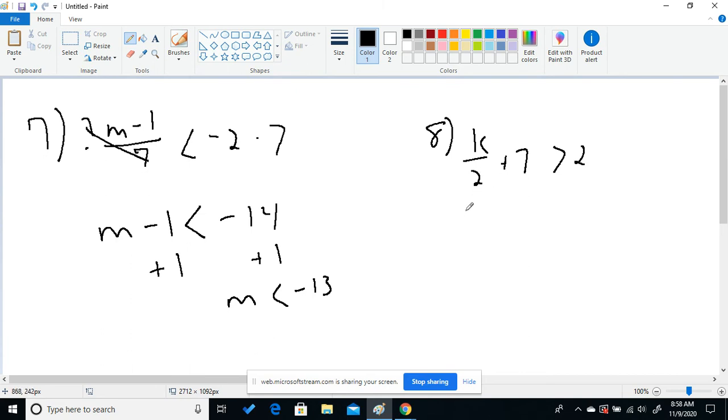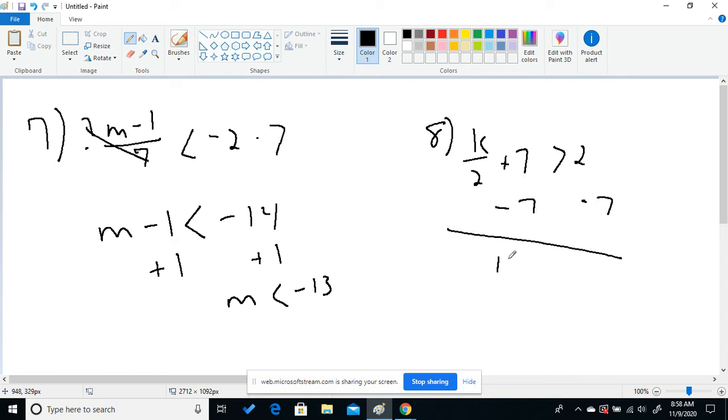Sorry for my sloppy handwriting. Let's see if we can fix that. Okay. So k divided by 2, plus 7, is greater than 2. The first thing you always want to do is add or subtract if possible. On the previous one, it wasn't possible because we had the full thing over top of 7. This one, we can just subtract the 7 on both sides.